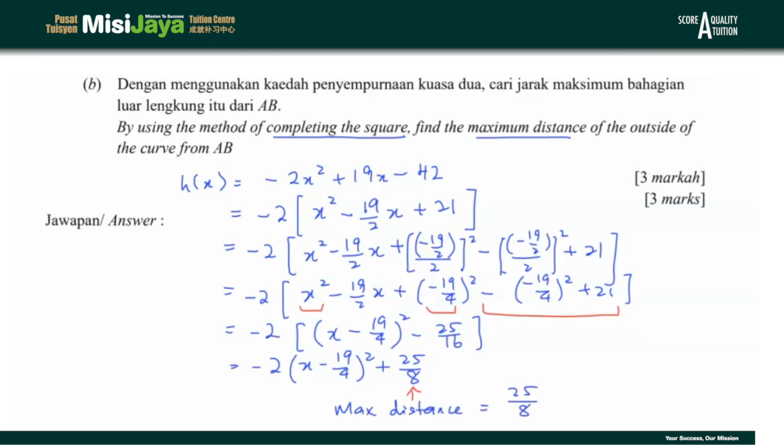So that's the answer. Okay, and this question is 3 marks. So where do we get the 3 marks? The 3 marks we get from completing the square here, 1 mark. And then the vertex form must be correct, this 1 mark. And then maximum distance, 1 mark. So total for this question is 3 marks.